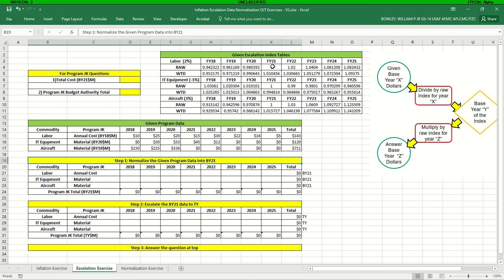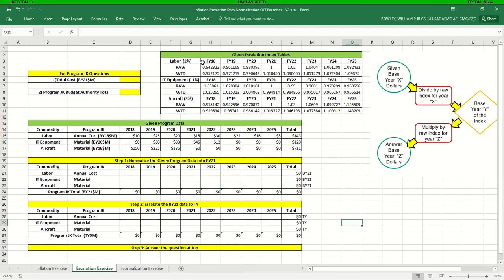You'll notice here that we've got a different index table year. So this is a base year 21 index table. You'll also note here that the raw index for these 3 commodities is different. And again, that's because we're talking about escalation, and the raw escalation of these commodities is different.